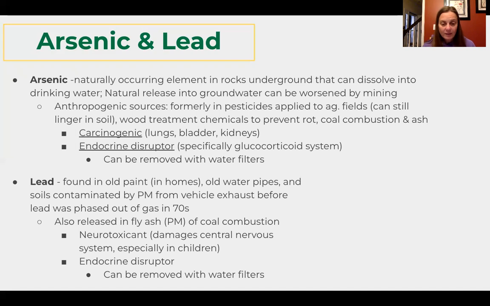And then lead. So we talked about this when we talked about atmospheric pollution. Lead is found in old paint. It's also found in old water pipes, and it can also be found in soil that's contaminated by particulate matter from vehicle exhaust before lead was phased out of gas in 1976. It's also released in coal combustion, and lead is a neurotoxicant, which means it damages the central nervous system. It is particularly dangerous to children because their brains are still developing, and it has a more significant impact. It is also an endocrine disruptor and can also be removed with water filters.